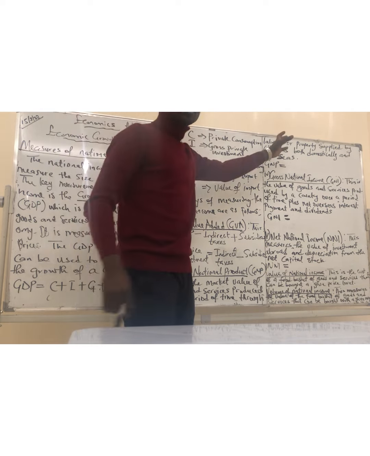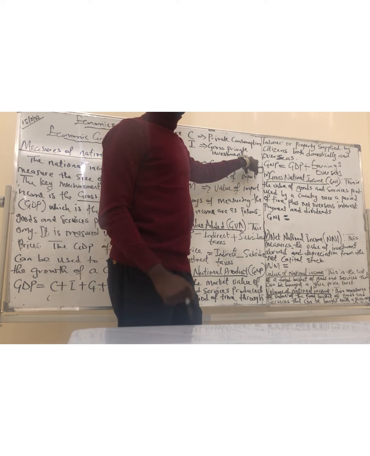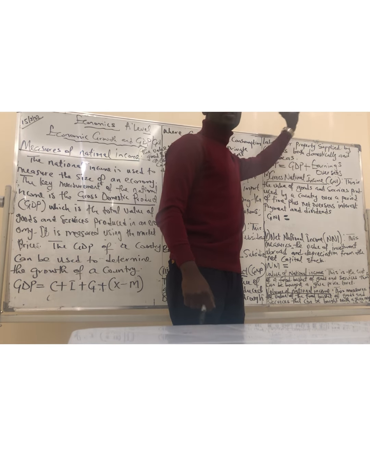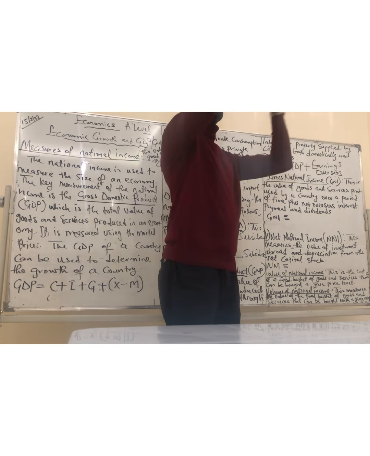Do you get it? So the formula is GNP equals GDP plus earnings overseas. That's the formula. Is it clear? So GNP is GDP plus the earnings overseas. That means the total amount of money made by the citizens of this country abroad.